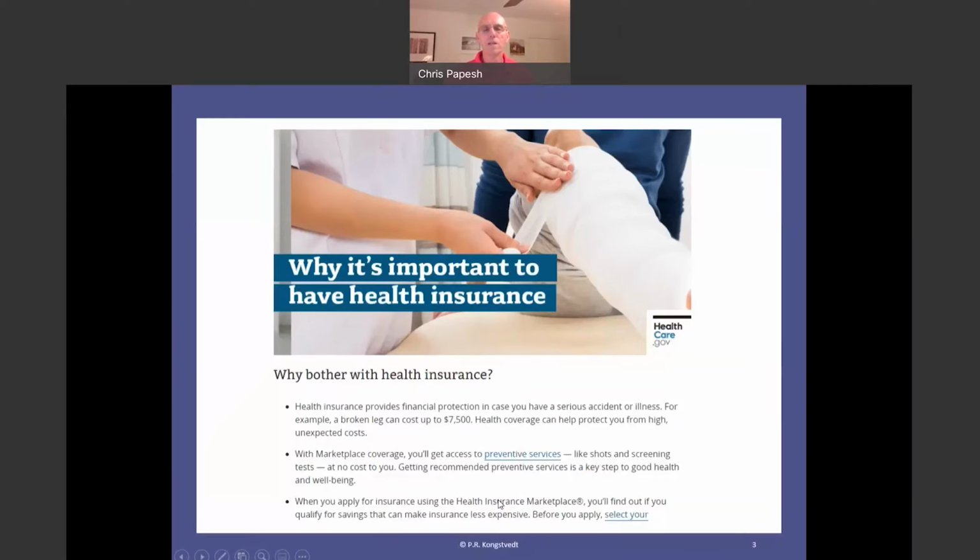Why is it important? It's because of the risk. If you have a serious accident, this is from healthcare.gov, the government website, it points out that even a broken leg might cost $7,000 out of pocket if you don't have health insurance. So it's important to have health insurance when you're investing in a home and other areas or a business. So that's the main reason why.